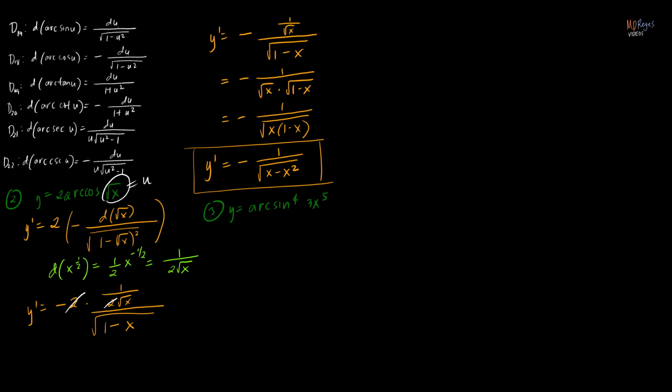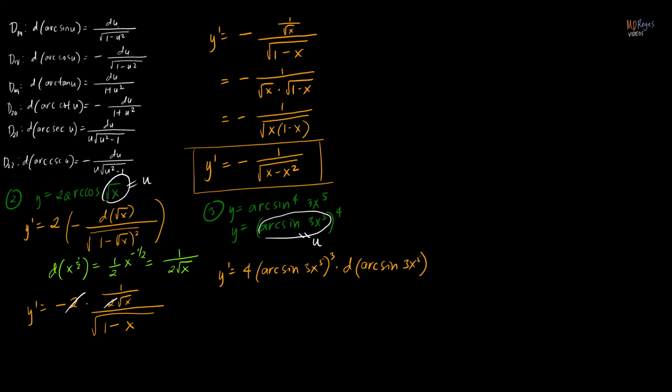Now, example number 3 is the power of arcsine of 3x to the 5th. You can also write this as arcsine of 3x to the 5th raised to the 4th power. We'll be using the general power rule to differentiate this, where u in that power rule is equal to the base, arcsine of 3x to the 5th. So y prime, using the power rule, is 4 times arcsine of 3x to the 5th raised to 3 times du, where u is arcsine of 3x to the 5th.